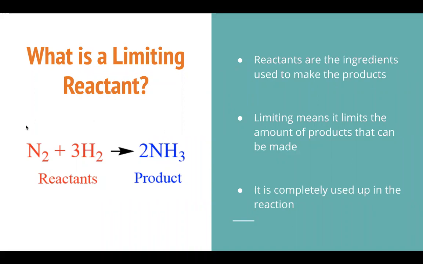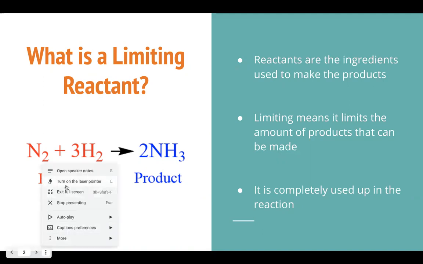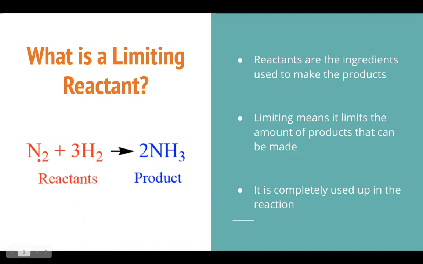Here's an example of a chemical equation down here. Wait, I want my little laser pointer. Way cooler. Okay, so basically reactants are the ingredients that are used to make a product, and they're always going to be on the left side of this arrow. Also, he uses the word reagent in lecture as well. Just know that they mean the exact same thing. They're interchangeable.